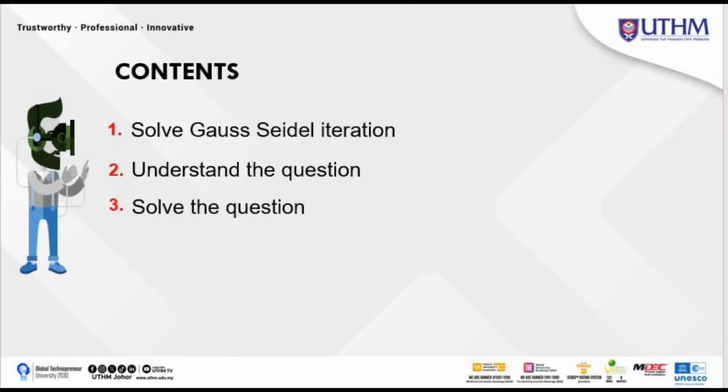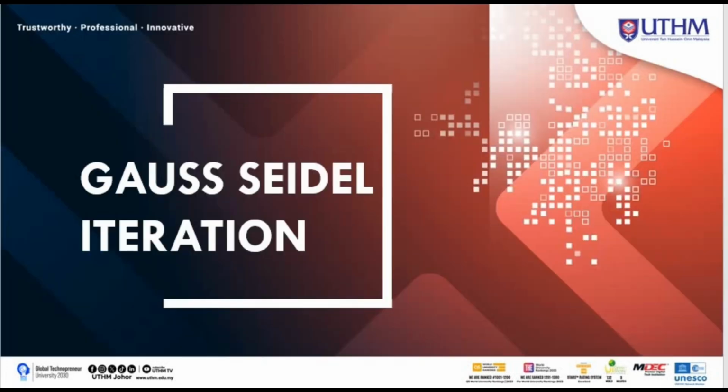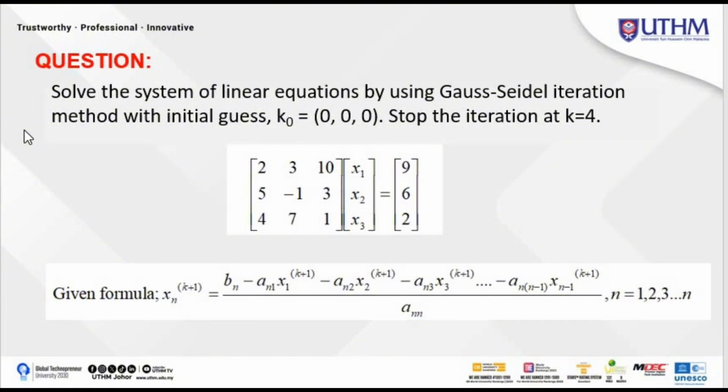The contents of the video: we will need to understand the questions, and then after that, we will solve the questions. Okay, so this is the question. The question stated, you need to solve the linear equation by Gauss-Seidel iteration with the initial guess 0, 0, 0. However, you need to stop the iteration at 4, okay, which is straightforward.